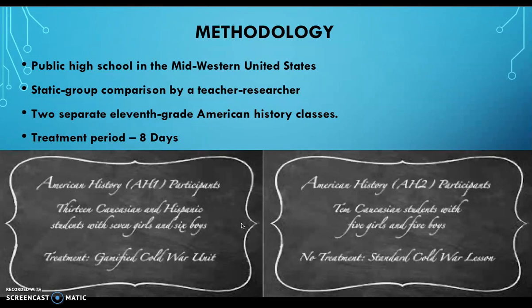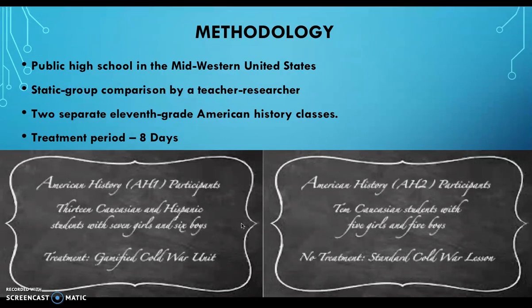The research for this action research was conducted at a public high school in Midwestern United States, used a static group comparison by a teacher researcher with 2 separate 11th grade American history classes, and the treatment period was 8 days. The 2 groups we gave a fictitious title. American History 1 is AH1, and the AH1 participants were 13 Caucasian and Hispanic students with 7 girls and 6 boys. And this is going to be the group that has the treatment of the gamified Cold War unit.